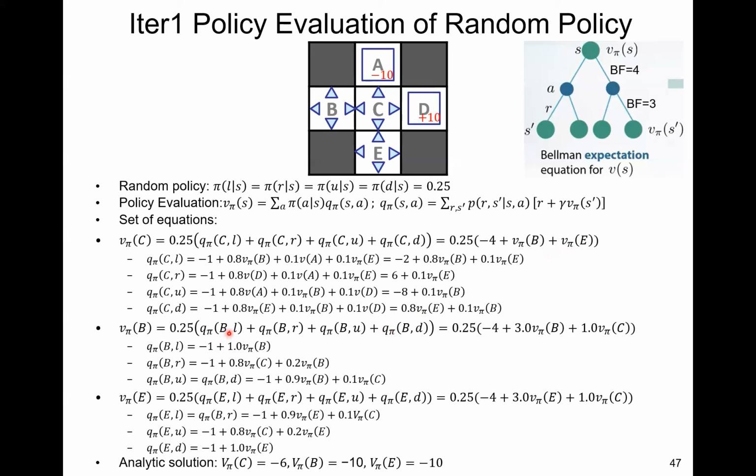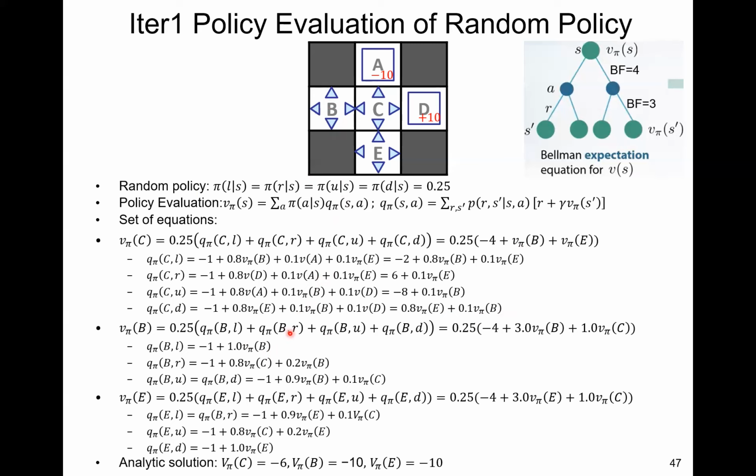Similarly for Vpi B. If you go left, you are blocked in the left direction, and also blocked in the top and bottom directions. Therefore, you will stay in the same position with 100% certainty. So Q pi B left is -1 plus V pi B.